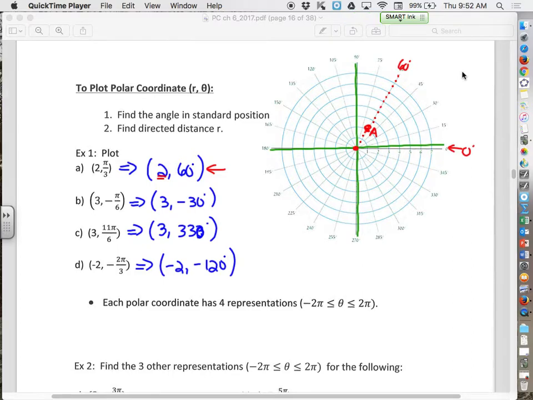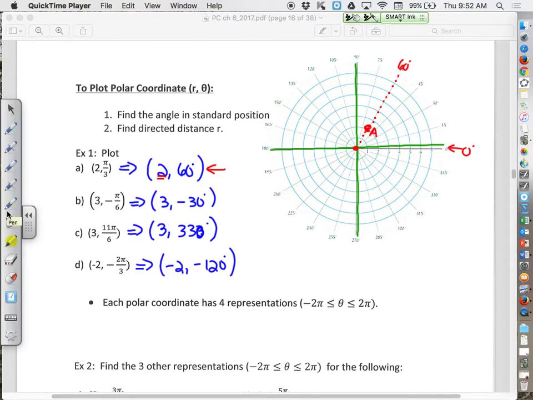And then if you look at the next one, letter B there, 3, negative 30. So from 0, I'm going to go down. Here's negative 30 degrees in the negative direction there. And from the pole, I'm moving towards that angle measure 3 units, which is my radius there.